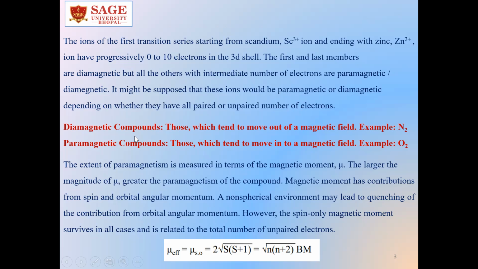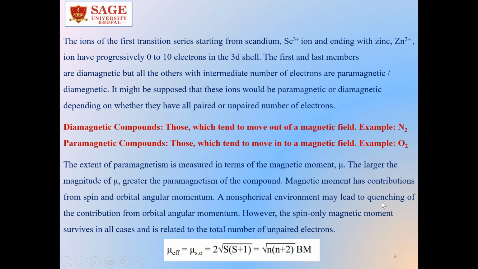Generally, diamagnetic compounds are those which tend to move out of a magnetic field. An example is nitrogen. Paramagnetic compounds are those which tend to move into a magnetic field. An example is oxygen. The extent of paramagnetism is measured in terms of the magnetic moment mu, and the larger the magnitude of mu, the greater the paramagnetism of the compound.